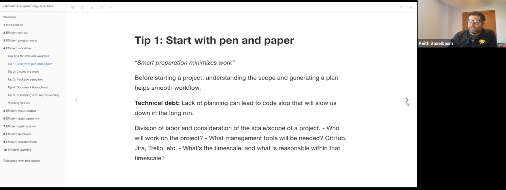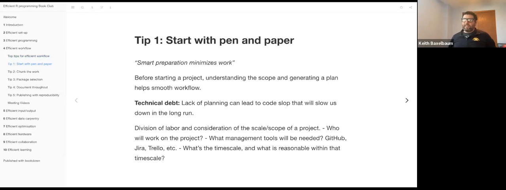So I just stepped through each of these. That first one, I think, is something that's really easy to skip, that I definitely have been guilty of skipping many times in my own work. But this is the idea that before you get to coding, to actually sketch out what needs to get done outside of the code. Their quote for this is that smart preparation minimizes work, which I think is probably pretty accurate, but also something that's easy to overlook, because it's easy to say, okay, I'm just going to get in there and start playing with data or putting together a script.